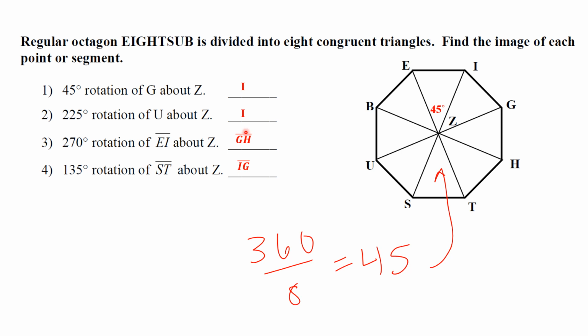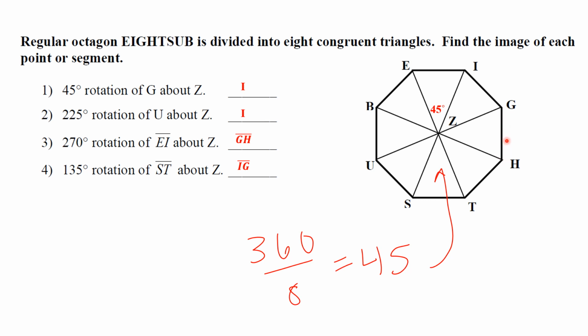A few people gave me feedback that they needed help with taking the segments and rotating them. Basically, what I would recommend doing is take each point individually. So take EI and say, okay, I'm going to rotate point E 270 degrees. Well, 270 is 6 groups of 45, right? 45 times 6 makes 270. So rotate E 6 groups around, 1, 2, 3, 4, 5, 6. So E is going to map to G. When I take I and move it 1, 2, 3, 4, 5, 6 places around, it should end up at H. So E goes to G and I goes to H.